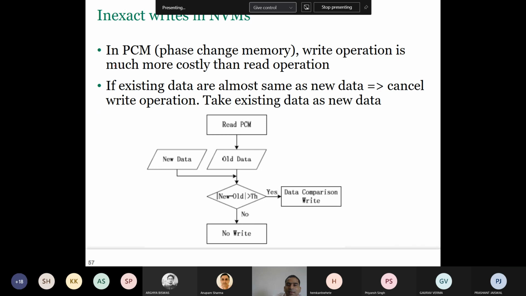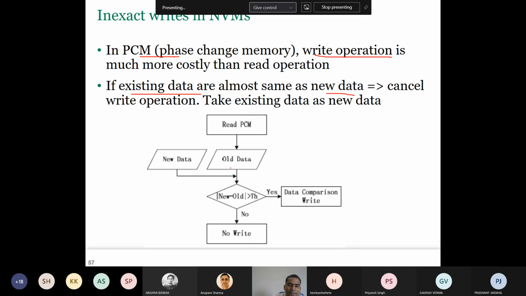Okay. Now, here is a similar idea. Suppose in PCM. PCM is another non-volatile memory that's called phase change memory. One of the properties of PCM is that the write operation is very, very costly. Usually everybody would expect that reading something or writing something from a memory should take the same amount of energy. But in PCM, write operation is very, very costly. So here is a proposed technique. If existing data are almost the same as new data, we cancel the write operation. Just take the existing data as the new data.